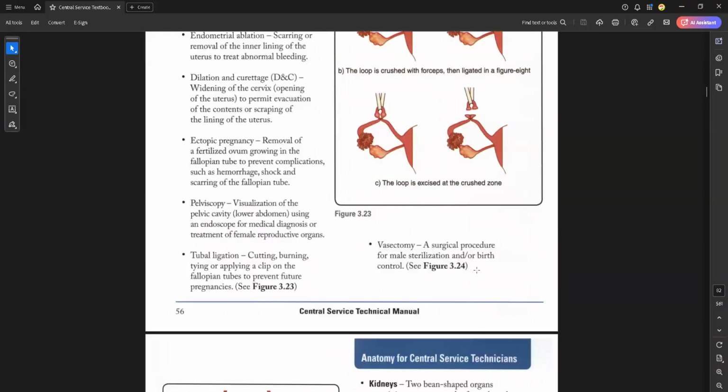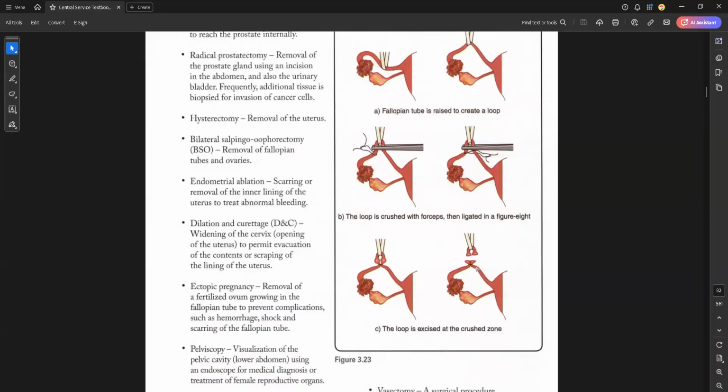Okay, you can see some pictures over there. So let's look at the surgical procedures that are associated with this. We have radical prostatectomy, removal of the prostate gland using an incision. We have hysterectomy, removal of the uterus. Then we have bilateral salpingo-oophorectomy. Remember, when we started the class on chapter 2, we talked about TAH, total abdominal hysterectomy, and BSO. The BSO is bilateral salpingo-oophorectomy, a removal of the fallopian tubes and ovaries.